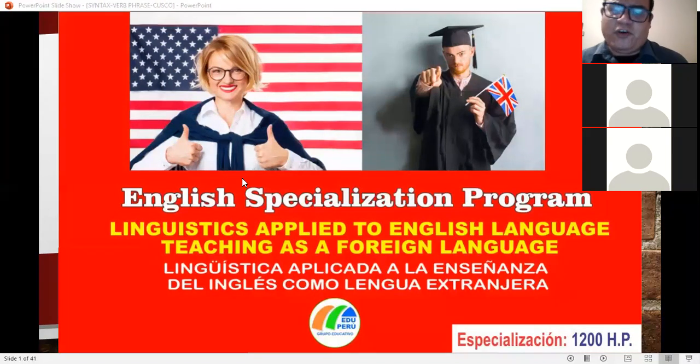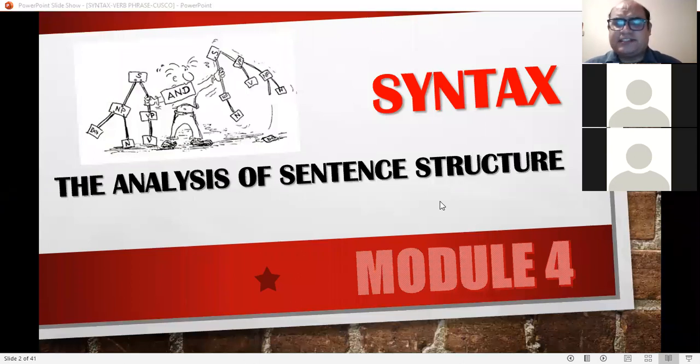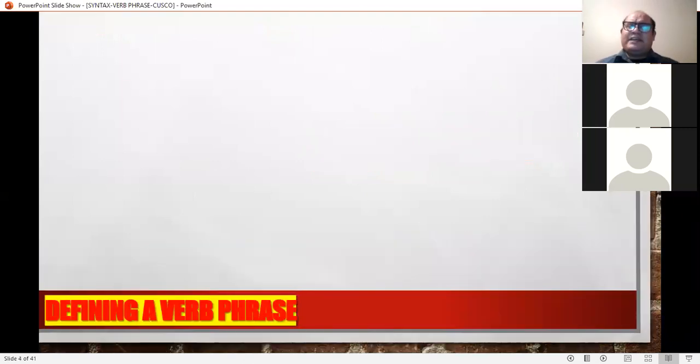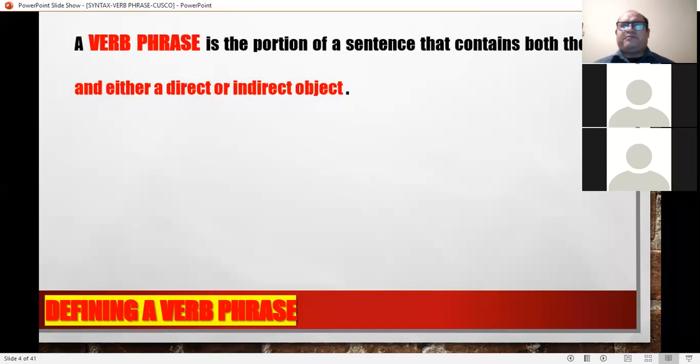Now we are going to pass to the other major constituent of the sentence, that is the verb phrase, all right? So I'm going to share it now. Here we're going to talk about the verb phrase. What is the verb phrase? First, we're going to give a definition. A verb phrase, remember, is the part of a sentence that contains both the verb, this is the head, the principal part, and either a direct or indirect object.